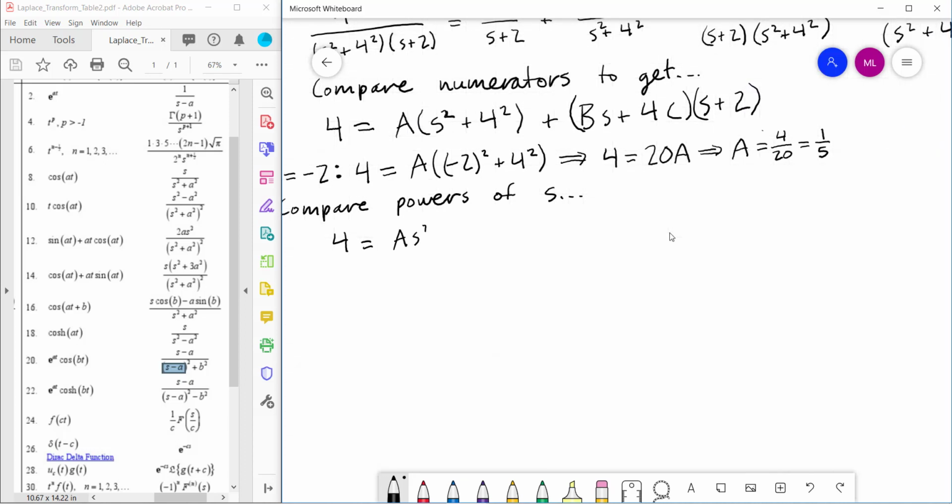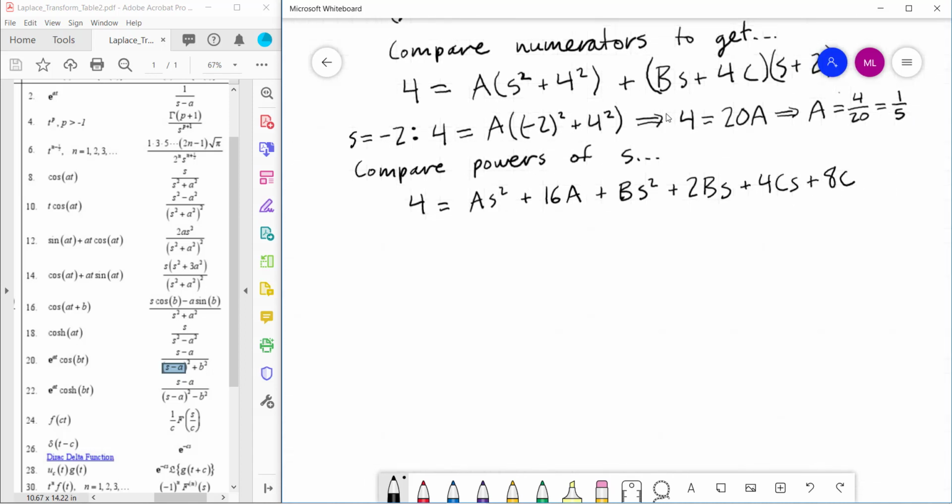We'll have as squared plus this term times this will be just, we'll write that as 16a plus, foiling this out, I will get bs squared plus 2bs plus 4cs plus, for our constant, we'll get 8c.